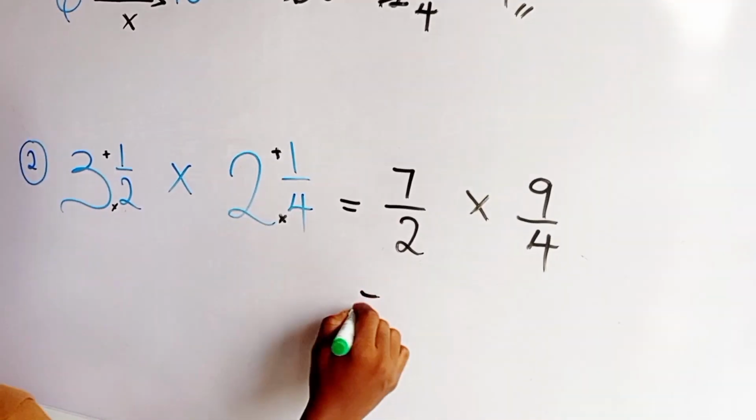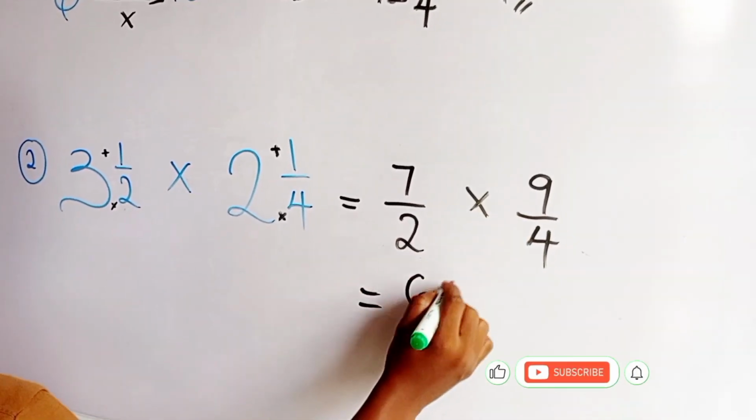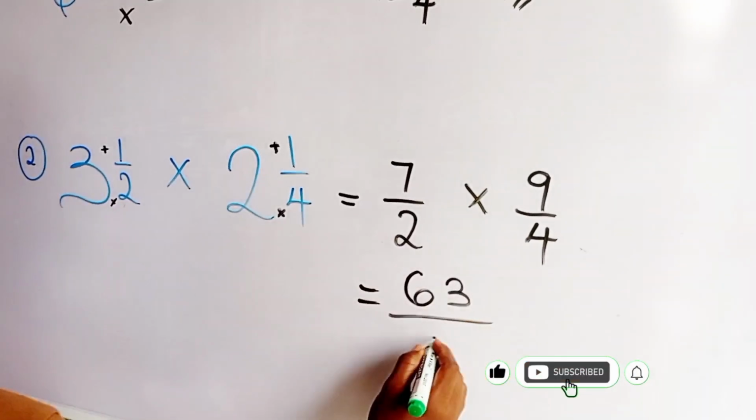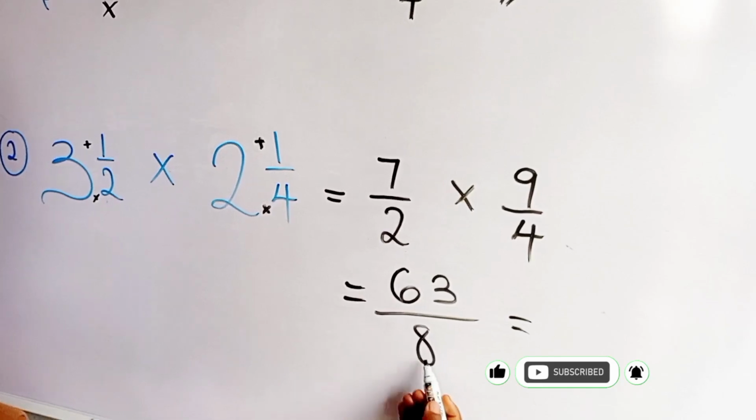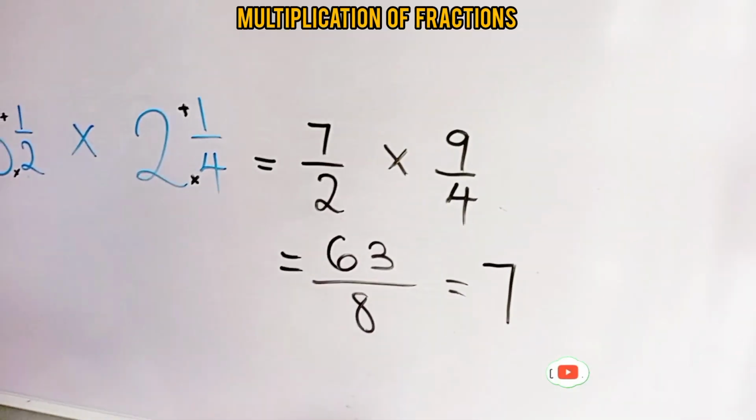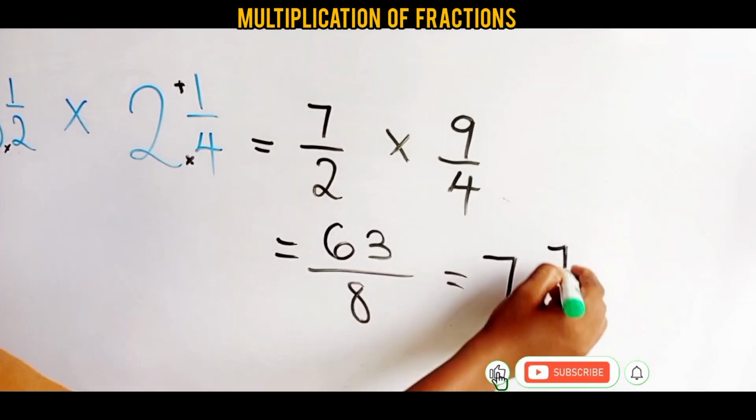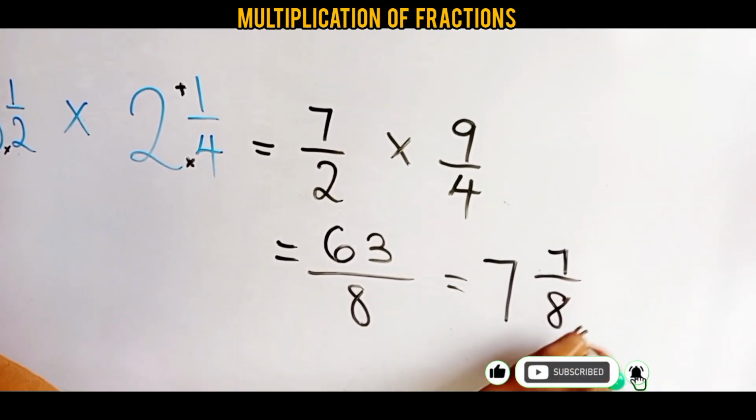So we multiply out. 7 times 9 will give us 63, and 2 times 4 is going to give us 8. So we divide. 8 goes into 63 7 times, remainder 7, so 7 all over 8, and that's our answer.